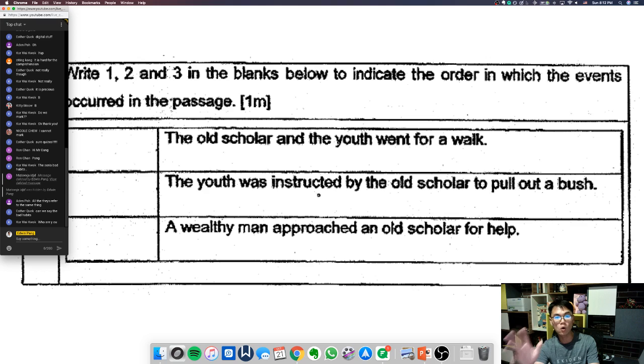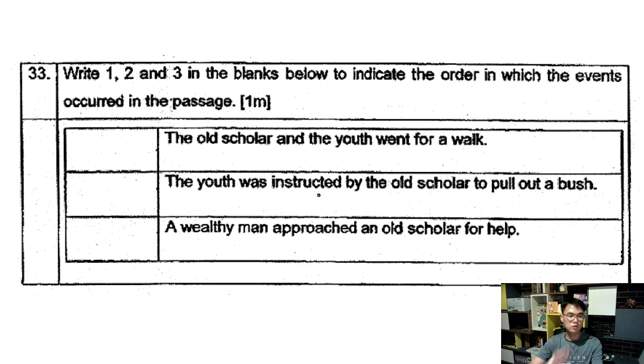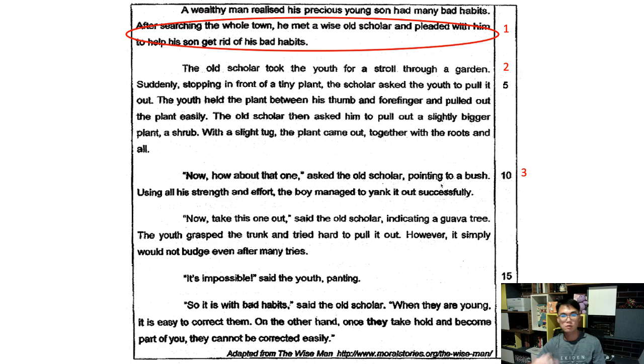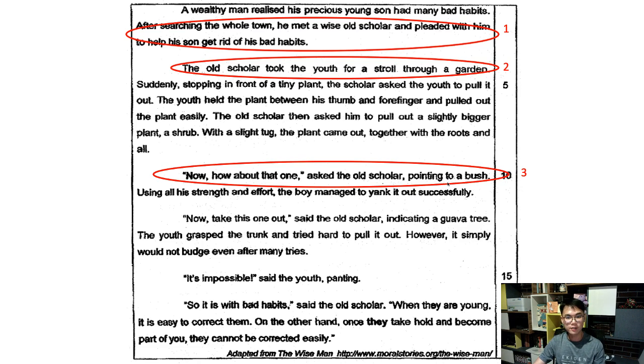Let's take a look at the order in which these events occur. Let's take a look at the passage, and I'm going to show you the order. So the first thing that happens is the rich man meets the wise old scholar and pleads with him. Number 2, the scholar takes the youth for a walk. And number 3, the scholar asks the boy to pull out a bush.